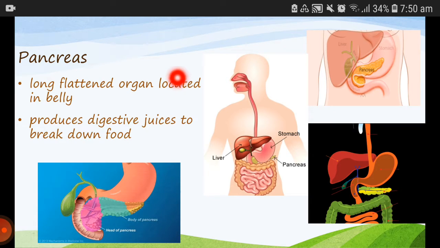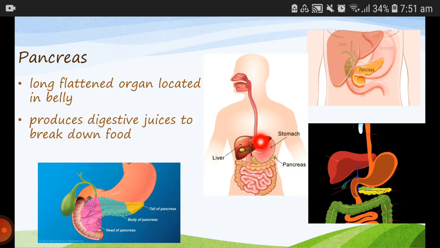So the first organ we're going to look at is the pancreas. What is the pancreas? The pancreas is a long flattened organ located in the belly, near the stomach. As you can see, the pancreas is basically behind the stomach in most of the pictures. They have made the stomach a little transparent so that you can see the actual location of the pancreas. It is a long flattened organ which is located in the belly near the stomach.